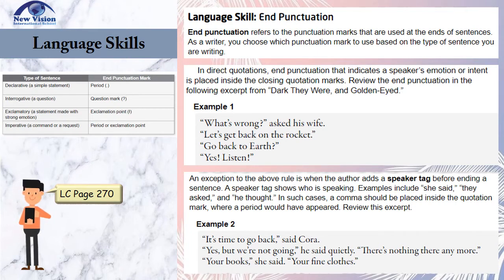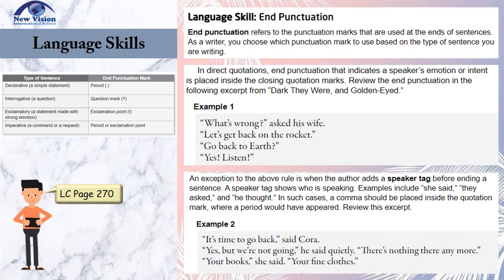End punctuation refers to the punctuation marks that are used at the ends of sentences. As a writer, you choose which punctuation mark to use based on the type of sentence you are writing. If you look at the left part of the screen, you will see the types of sentences and the end punctuation mark each requires. A declarative, which we all know as a simple statement, ends with a period. For an interrogative, which we all know as a question, we use a question mark. An exclamatory sentence, which is a statement made with strong emotion, requires an exclamation point.